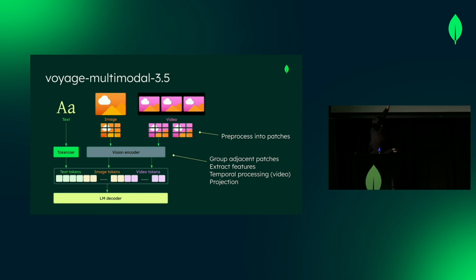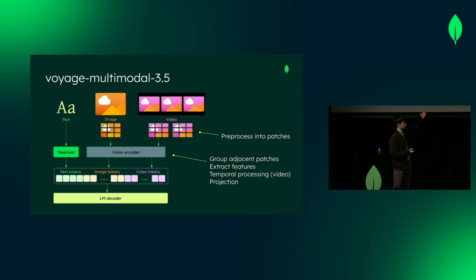So taking a brief look at the architecture, let's assume we have a sample input of text, images, and video. The text is processed as usual. It goes through a tokenizer and becomes text tokens. If we have image or video, so any kind of visual content, the first step that happens is something called patching.